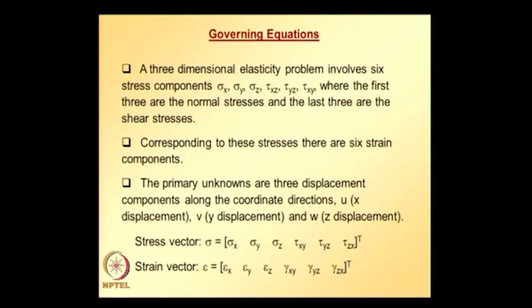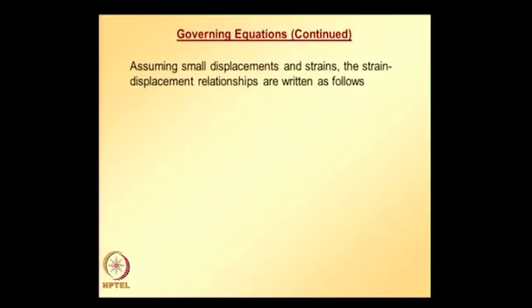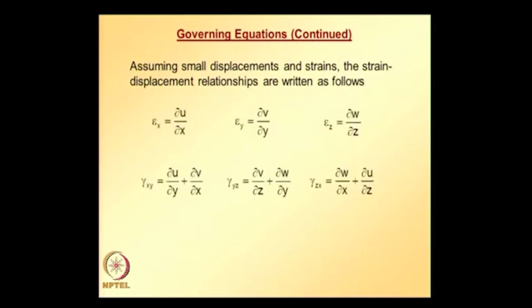And now we need to know how these strains are related to displacements. As we already looked at for planar and axisymmetric elastic problems, under small displacements and strain assumptions, strain displacement relations for 3-dimensional elastic problems can be written like this, that is epsilon x is partial derivative of u with respect to x, epsilon y is partial derivative of v with respect to y, epsilon z is partial derivative of w with respect to z, gamma xy is partial derivative of u with respect to y plus partial derivative of v with respect to x, gamma yz is partial derivative of v with respect to z plus partial derivative of w with respect to y, gamma zx is partial derivative of w with respect to x plus partial derivative of u with respect to z.